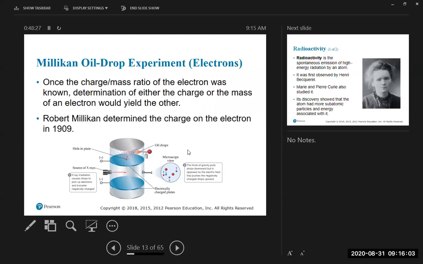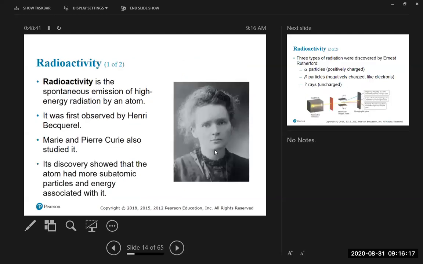There's a little bit of detail on that, but basically the takeaway for this that I want you to remember is Millikan was able to figure out that an electron is negatively charged. So once again, another early 1900s type thing that happened.